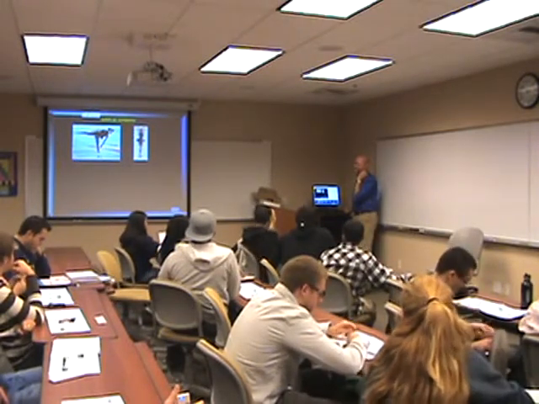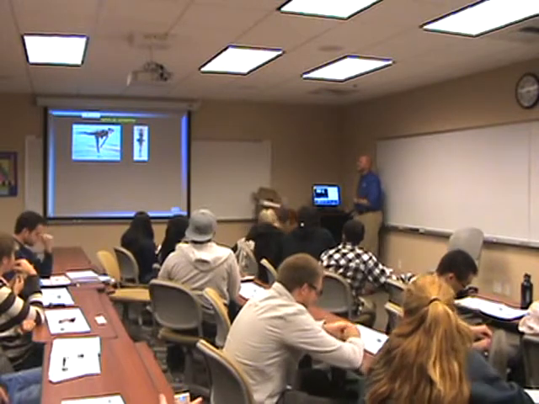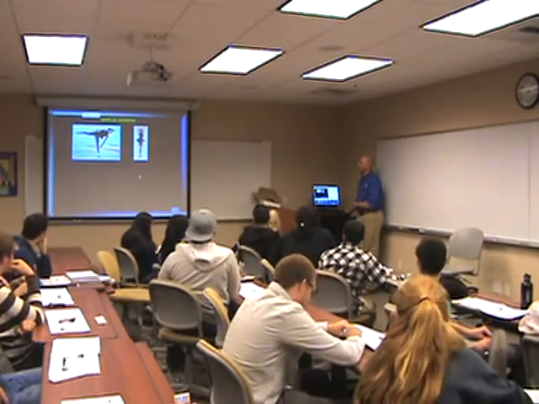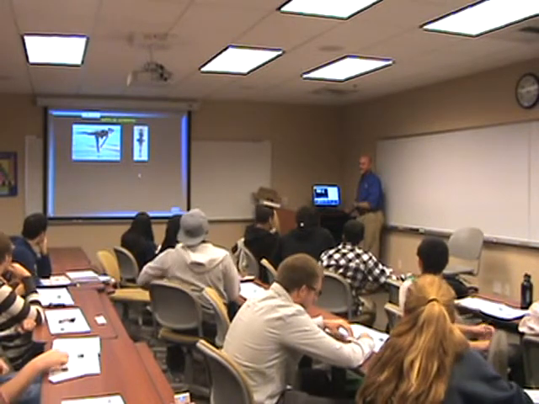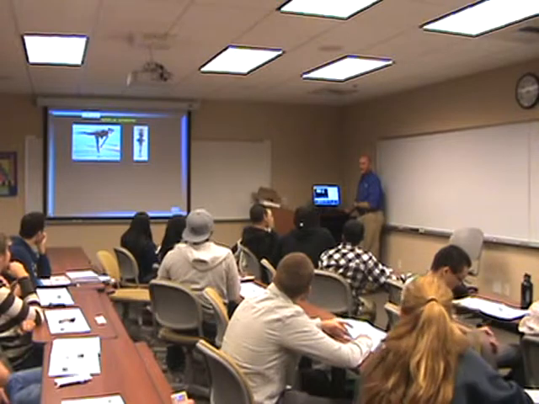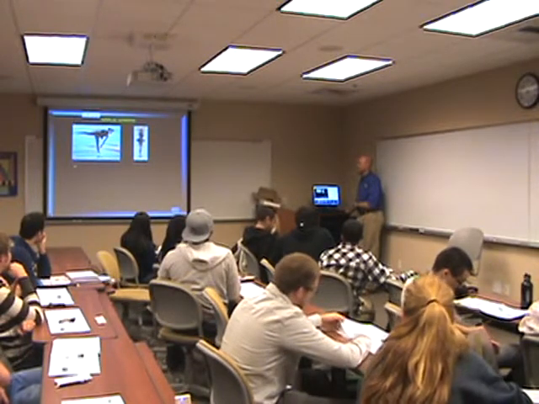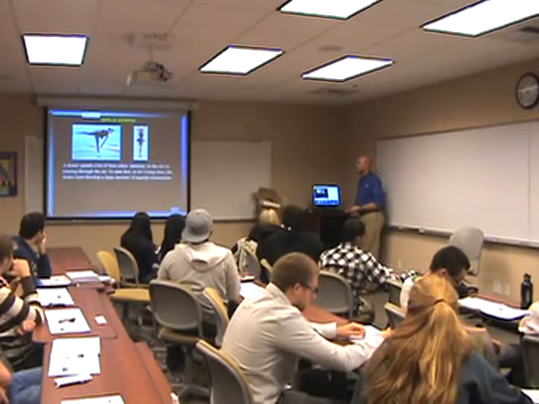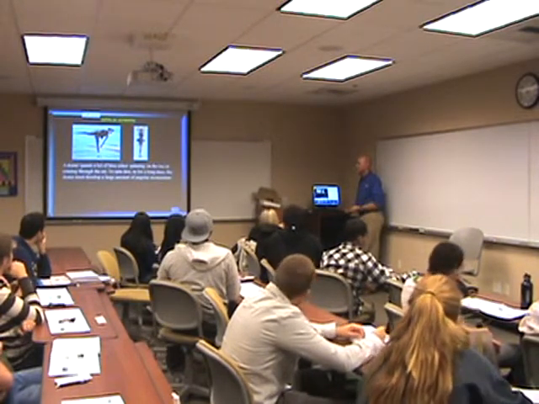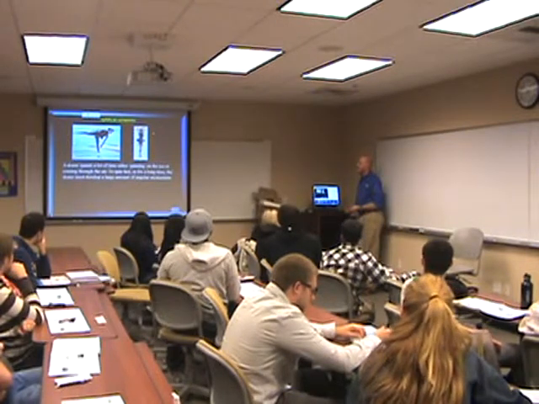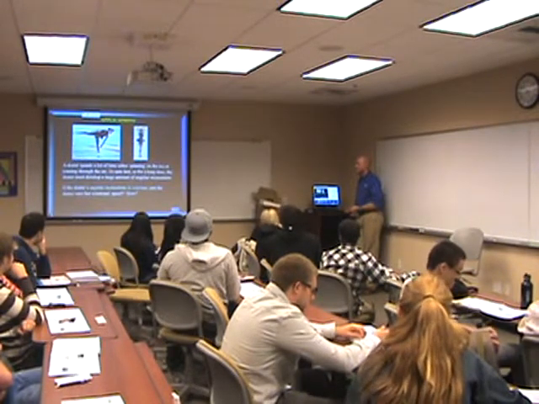What's going on here? We're not quite sure. Why is this person spinning so fast? I times omega is conserved, and so therefore she goes faster. So basically, you start spinning with a big I, and then you go to a small I, and you start going fast.